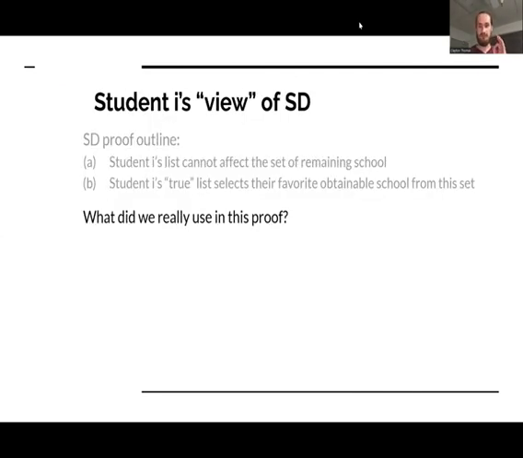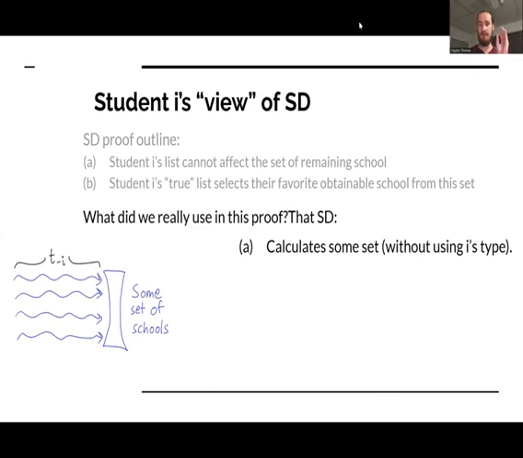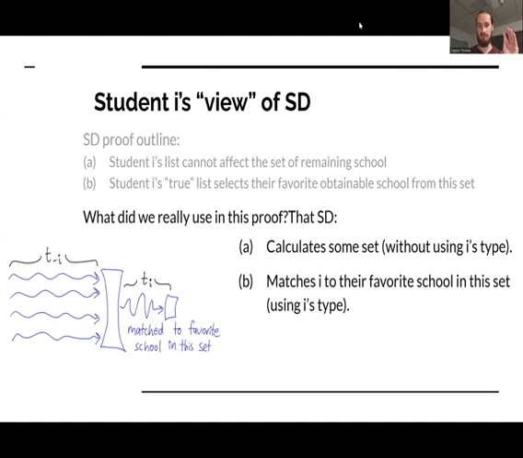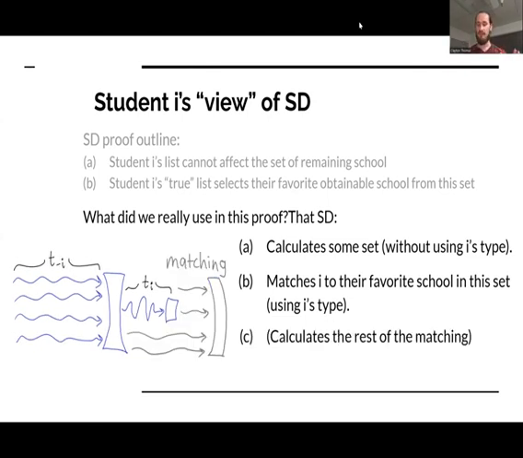But let's even drill in a little deeper. Let's think, what did we use in this proof? We used the fact that SD calculates some set without touching student i's type, without using it. It matches i to their favorite school in this set, now using i's type. And then it just continues calculating the rest of the matching in any fashion it likes. The only thing I want to observe here, just look at this slightly generalized outline and see it is indeed vastly more general than serial dictatorship.